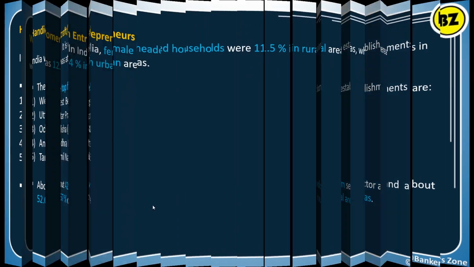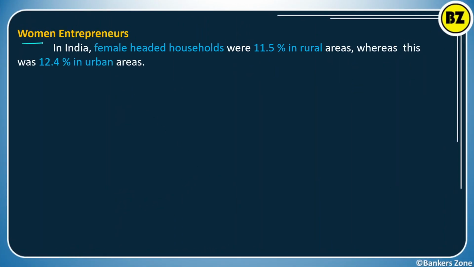Okay, now further, see women entrepreneurs. So in India, female-headed households were 11.5% in the rural area and 12.4% in the urban area. What do you mean by it? That means, see, female-headed households are the houses which are mainly run by females. So in the rural area it is 11.5% only, but in the urban area it is 12.4%. That means in the urban area females are taking more control.